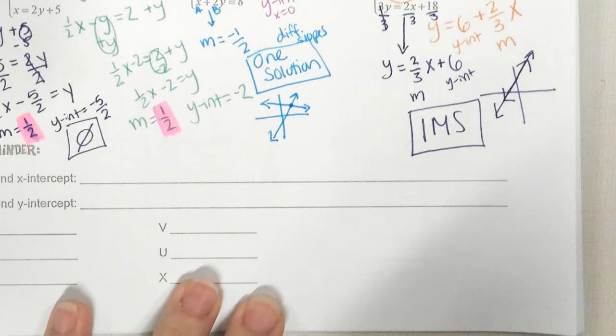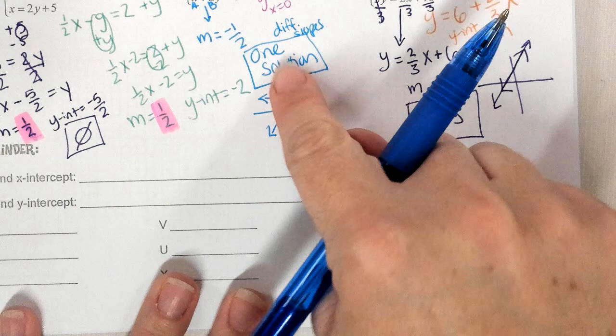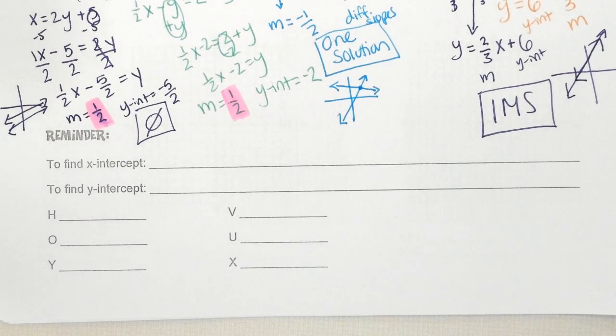Okay, so first off, just a reminder, we just kind of solved for x and y intercepts here, but as a reminder, how do I find x-intercepts?